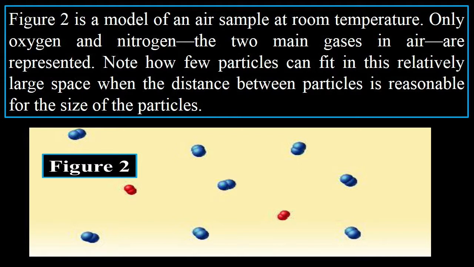Figure 2 is, as we saw before, a model of air, an air sample at room temperature. Only oxygen and nitrogen, the two main gases in air, are represented. Note how few particles can fit into this relatively large space when the distance between the particles is reasonable for the size of the particles. So the change in momentum, 10, is going to equal force times time. All right? So write that down. That's where we are right now.